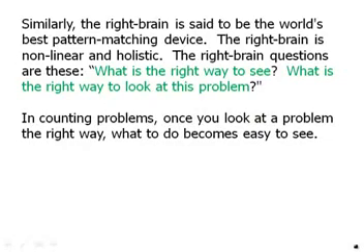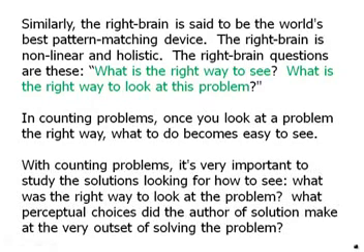In counting problems, once you look at the problem the right way, what to do becomes easy to see. With counting problems, it's very important to study the solutions looking for how to see. That is, what was the right way to look at the problem? What perceptual choices did the author of the solution make at the very outset of the counting problem?